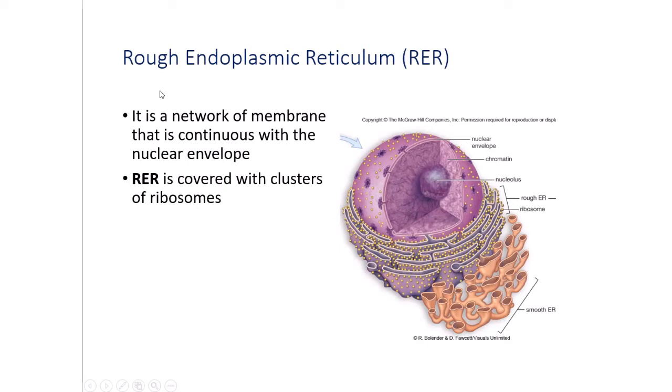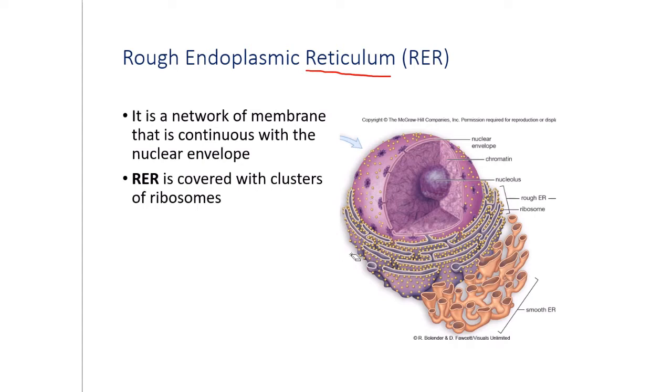So the first part we're going to talk about is the rough endoplasmic reticulum, or the RER. The word rough in the name actually refers to the roughness that the endoplasmic reticulum appears to have when you view it under a high power microscope, and that roughness is actually due to the presence of these ribosomes on the reticulum. Again, endoplasmic means within your cytoplasm, and reticulum basically means a network.